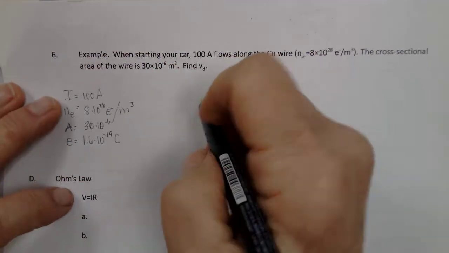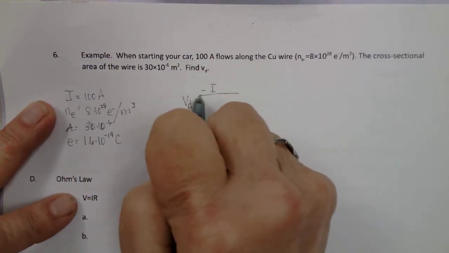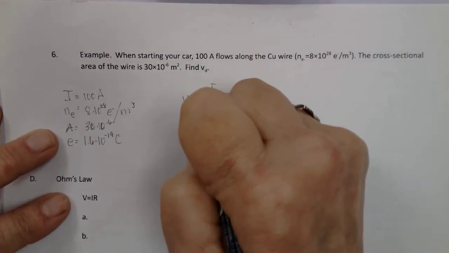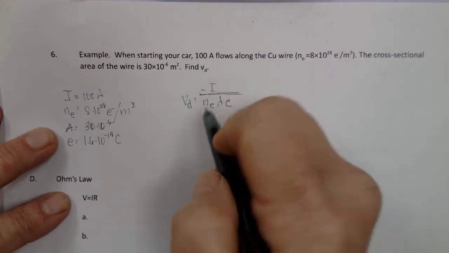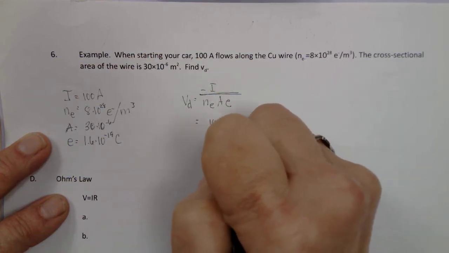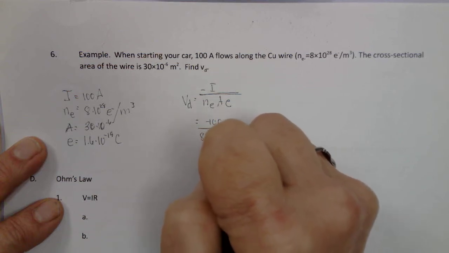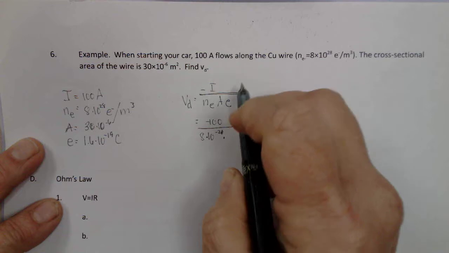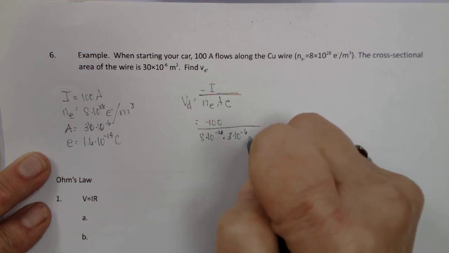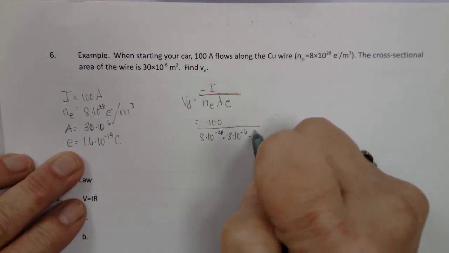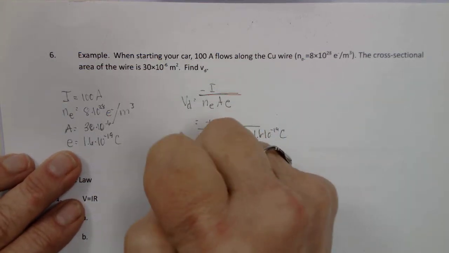And I want to find V sub D. So V sub D is equal to a negative I all over N sub E, A, and E. So that ends up being 100, and I'll put a little negative there, all over 8 times 10 to the negative 28 electrons per cubic meter times 30 times 10 to the negative 6 meters squared times 1.6 times 10 to the negative 19 coulombs. And that's my V sub D.